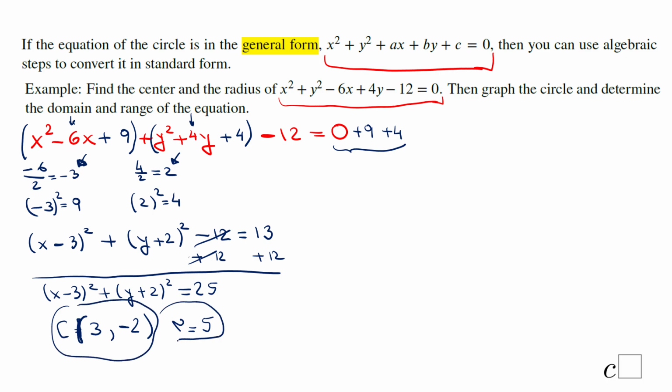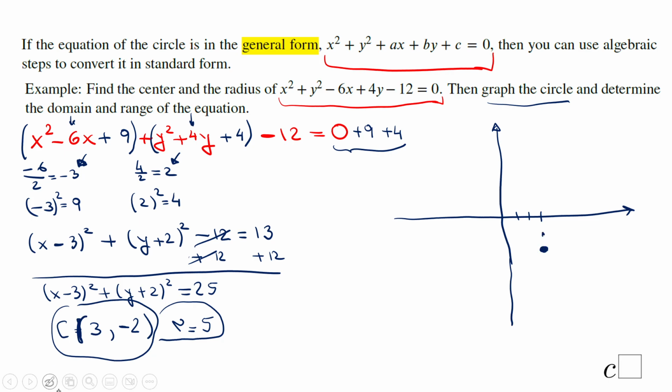Now we're going to graph it, and also just to graph this circle so you can do the last part, the domain and the range. Hopefully I'm going to have enough space to get the domain and the range from this graph. So by now you know I'm going to go to 3 and negative 2. So that would be 1, 2, 3, negative 2. This is the center, right? And negative 2. And now we have the radius of 5.